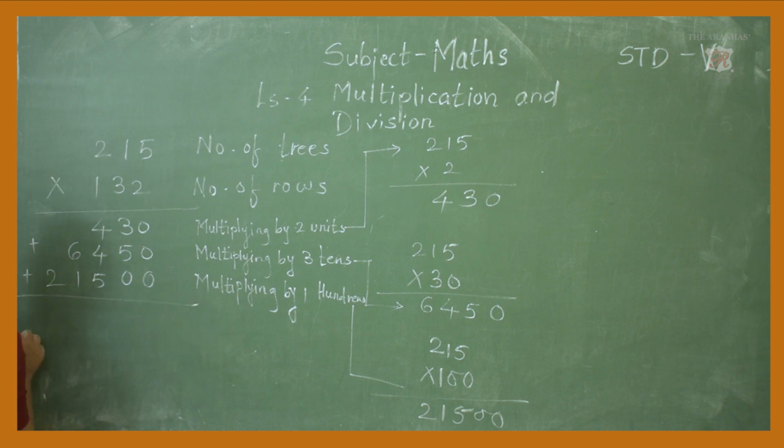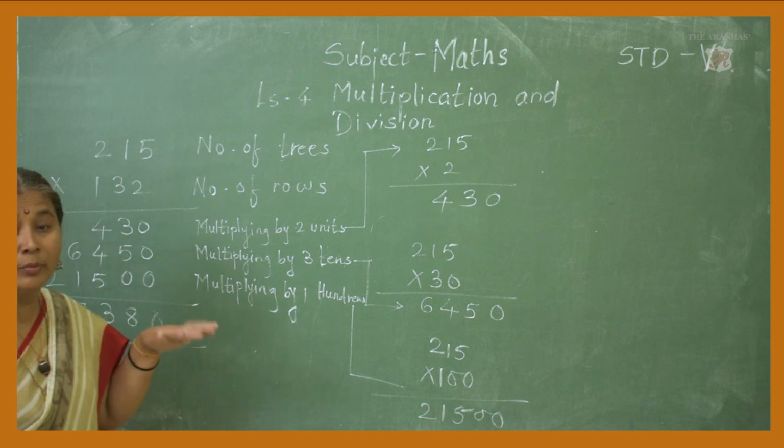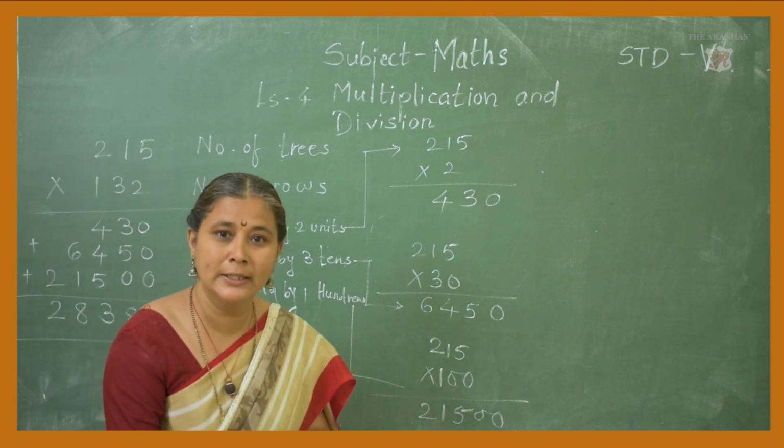Add this on. 0 as it is. 3 plus 5, 8. 4 plus 4, 8. 8 plus 5, 13. 3. Carry 1. 1 plus 6, 7. What is that 1? Which we are taking for the carry, that is 1. That 1 plus 6, 7. 7 plus this 1, 8. And this 2. So, how many trees are planted altogether?